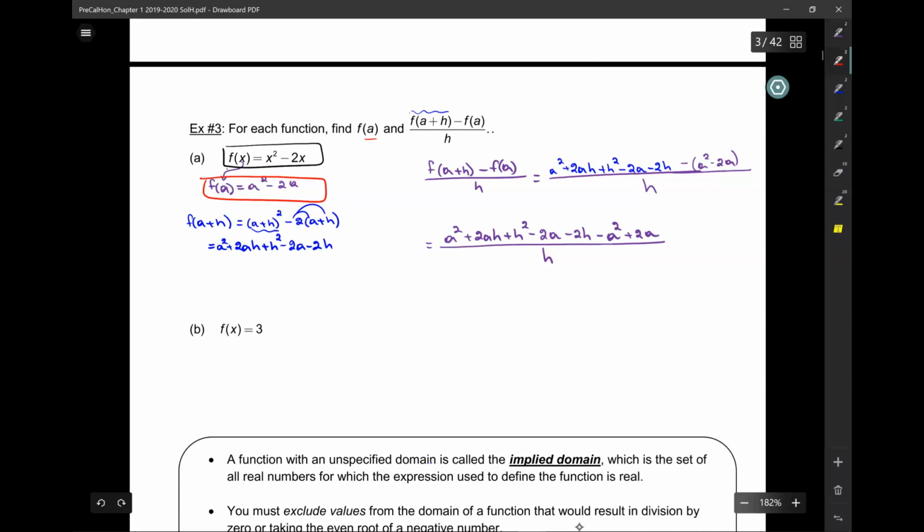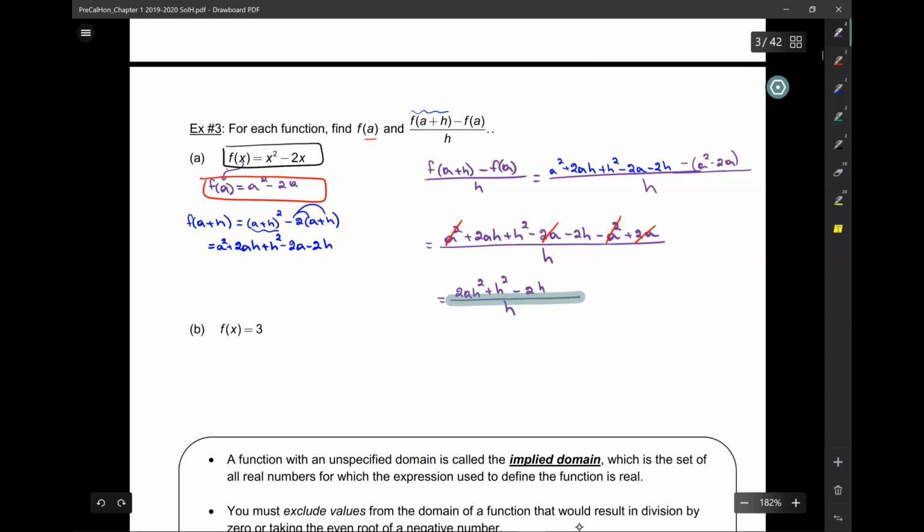Okay, this is my favorite part. a squared minus a squared. Negative 2a, positive 2a. What do I have left? 2ah plus h squared minus 2h. Yes.